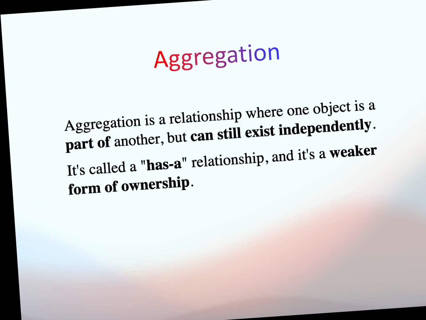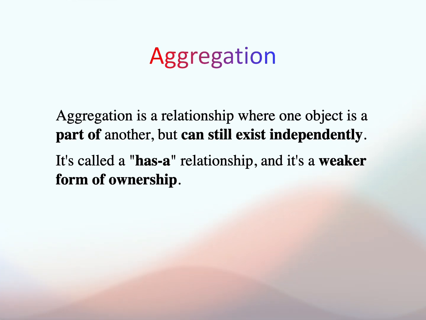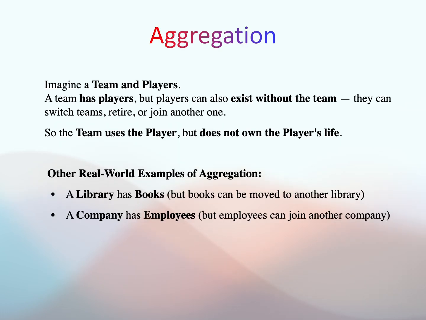They just collaborate. Now time to level up. Let's talk about aggregation. Aggregation is a relationship where one object is a part of another, but can still exist independently. It's called a has-a relationship and it's a weaker form of ownership. Imagine a team and players. A team has players, but players can also exist without the team.